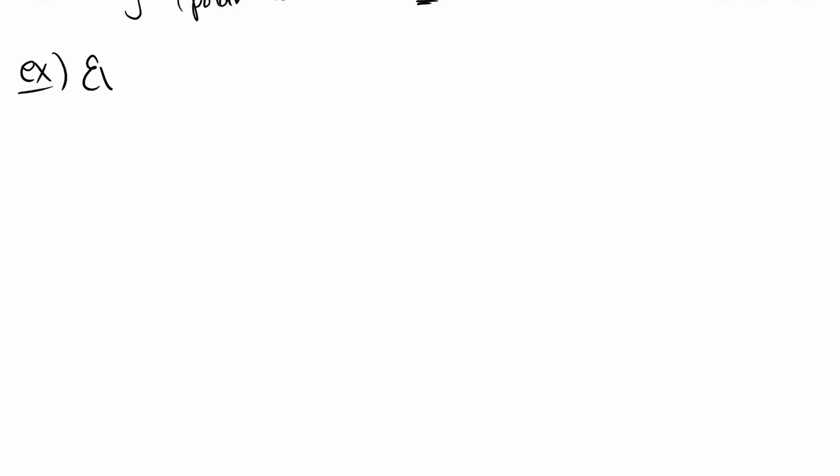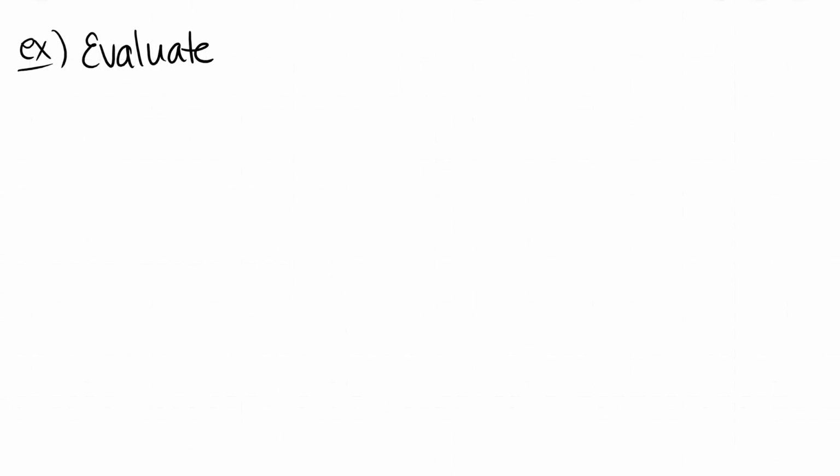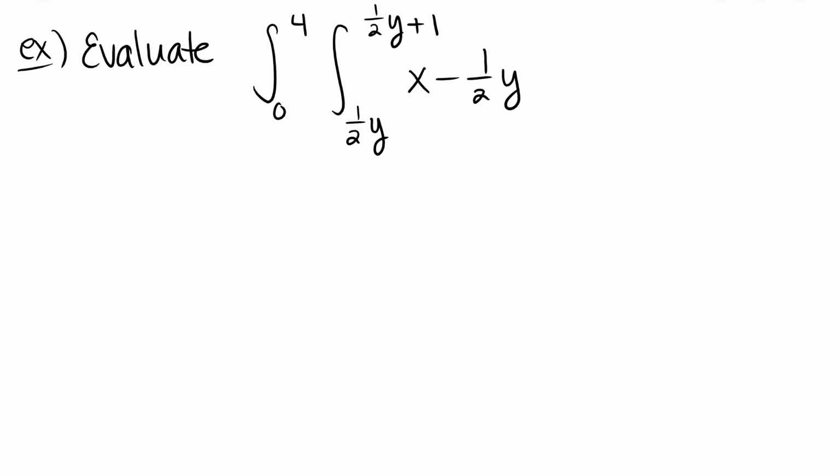So sometimes you will be given what the transformation is going to be, and sometimes you have to decide what it's going to be. I'll give you an example where they tell you what to use for your transformation. So I'm going to be integrating x minus 1/2 y. Because I have y as my bounds, that must mean I'm going dx dy. We're going to evaluate that using the substitution.